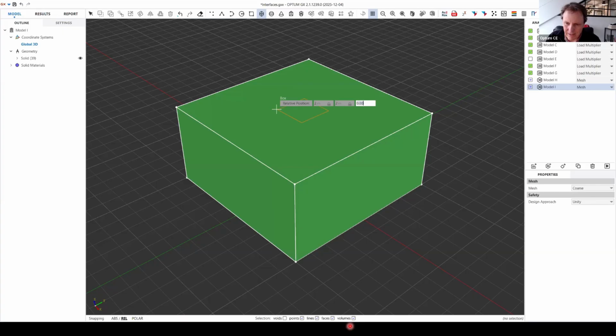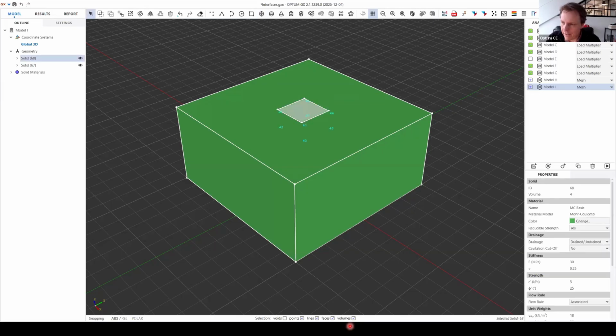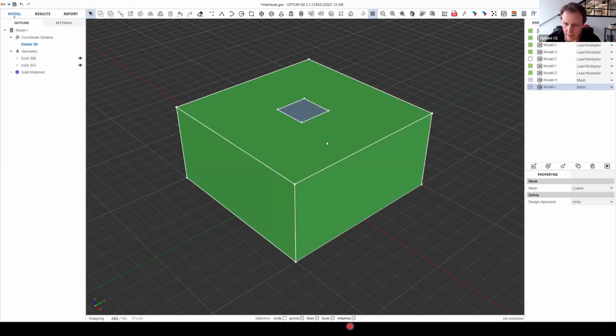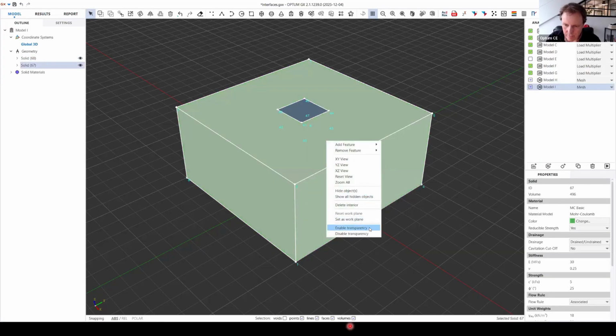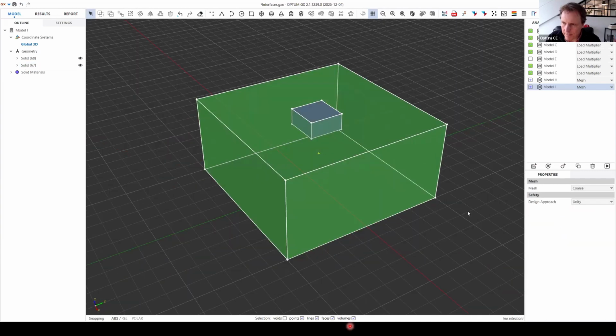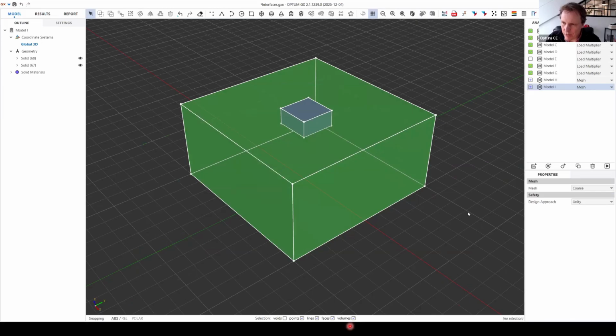And like that, and then you can have the height is usually positive, but you can also have a negative height. So you extrude this box into the ground and then apply a not a rigid plate, but a rigid solid. And if we just make it transparent, then you can see there is the box. And with respect to loads, the same kind of ideas as in 2D apply.